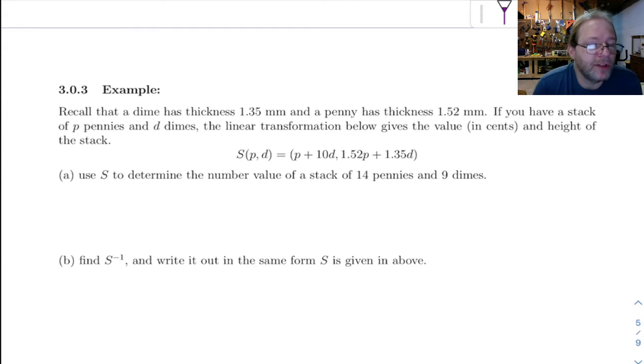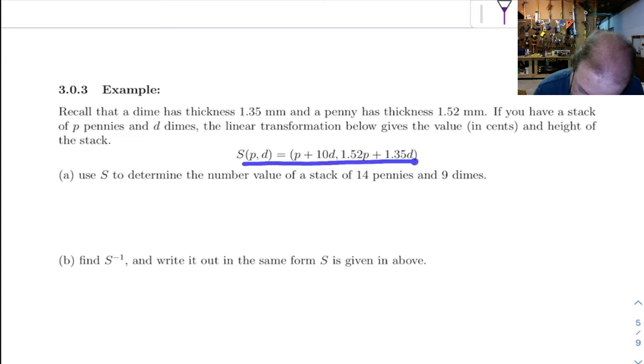All right, this is another example. It's written out as a word problem. It says a dime has thickness 1.35 millimeters and a penny has a thickness of 1.52 millimeters. If you've got a stack of p pennies and d dimes, the linear transformation below gives the value in cents and the height in millimeters of the stack. And so that's given to us, right?